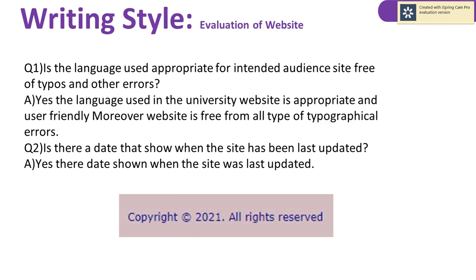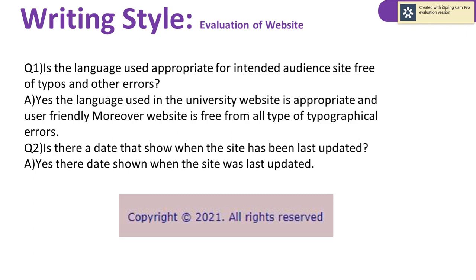Next we are going to discuss the writing style which is used in the university website. Is the language used appropriate for the intended audience, and is the site free of all types of typographical errors and other errors? Yes, the language used in the university website is appropriate and user friendly. Moreover, the website is free from all types of typographical errors. That's a good thing, that the university website meets the writing point of view and fulfills its requirements, and the writing style and information provided by the university is easy to understand and a good writing style.